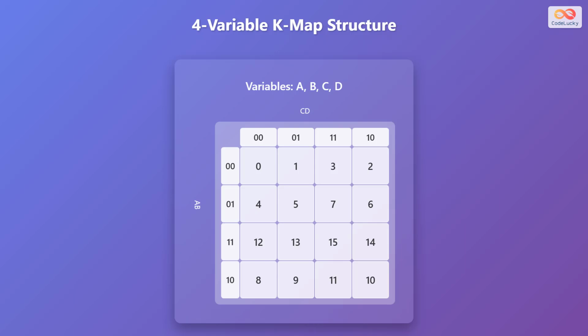The columns are labeled 00, 01, 11, 10, and the rows are labeled the same way. Each cell in the K-map corresponds to a specific combination of the 4 input variables. The numbers inside the cells represent the equivalent decimal number.